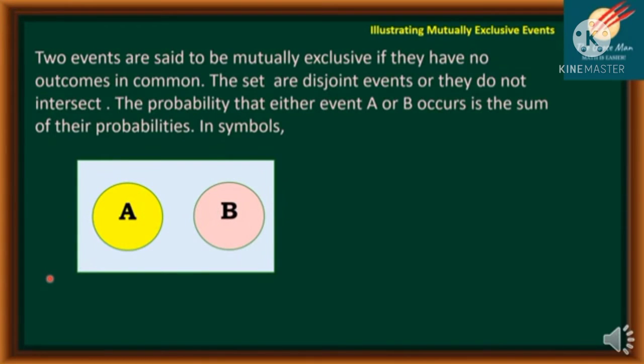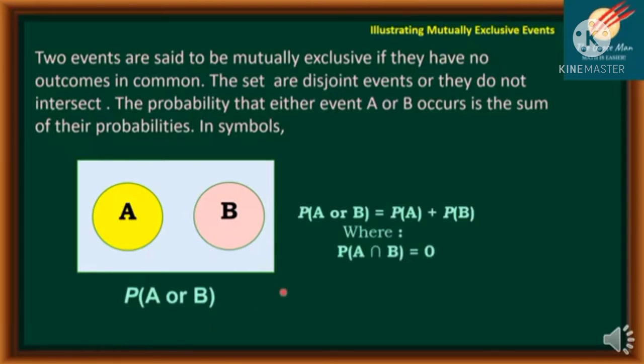Let's look at our Venn diagram. Clearly, we have sets A and B, and there is no intersection between sets A and B. So the probability of A or B, in symbols, is equal to the probability of A plus the probability of B, whereas the intersection is a null set.